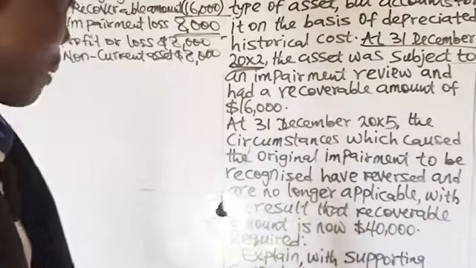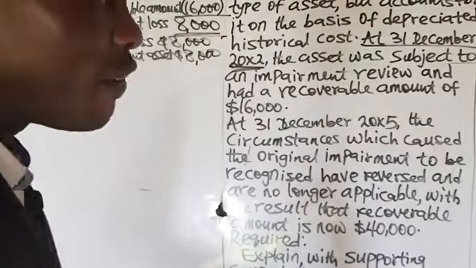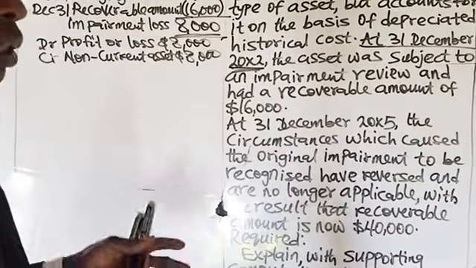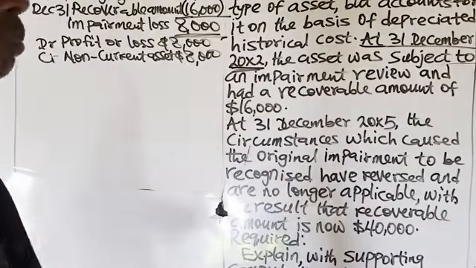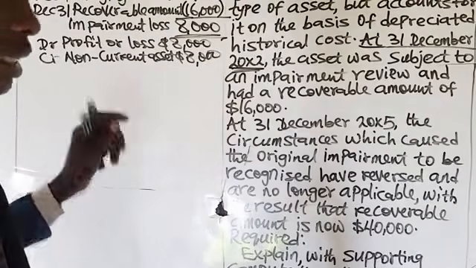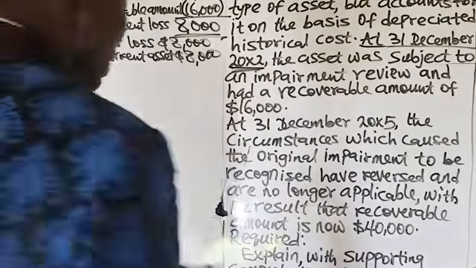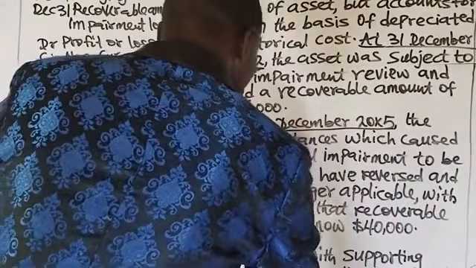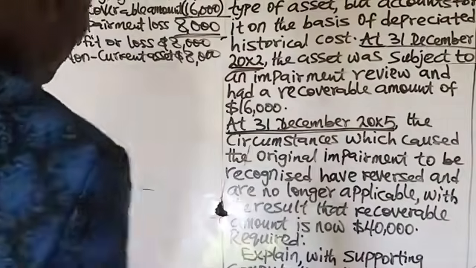If you look at the recoverable amount now, it has increased to 40,000. So if you look at the steps, I told you the first step is to calculate the impairment loss upon the first impairment review, which has been calculated. Then the second step is to calculate the carrying amount of the asset at the date of the latter impairment review, which is December 31st, 20x5.